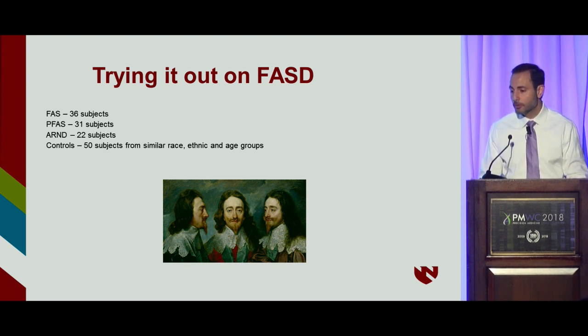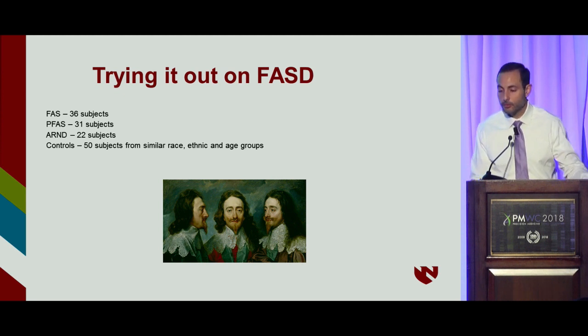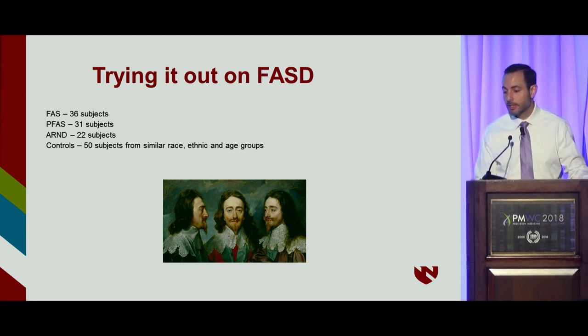So we decided to attempt the facial recognition software to see if it could discriminate between the different types of FAS. We had 36 subjects with full FAS, 31 with partial FAS, 22 subjects with ARND, and then 50 controls that were matched based on race, ethnicity, and age. And the images that we had were the frontal view for these kids, as well as a 3/4 view demonstrated in the bottom right. And that's really to look at the philtrum a little bit closer.